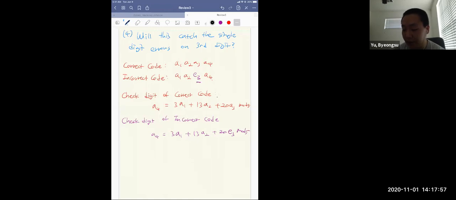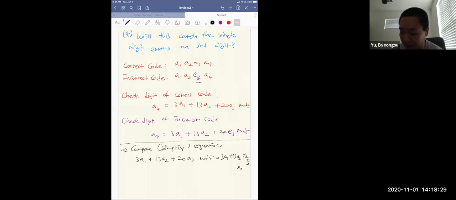If you write down those check digits, then compare or simplify the equations: 3A1 plus 13A2 plus 20A3 mod 5 should be the same as 3A1 plus 13A2 plus 20E3 mod 5. Sorry, I will write it more clearly. We want to find out when this scheme cannot catch the error, right? The error will not be caught if the check digit is the same. So that's why we need to simplify this equation.